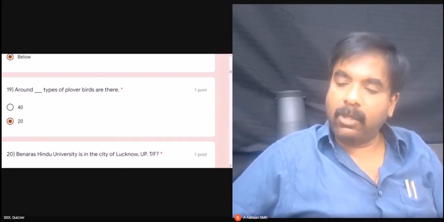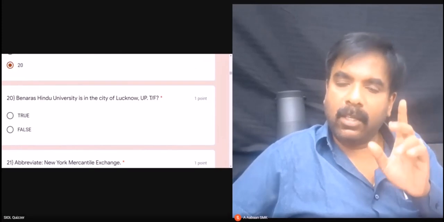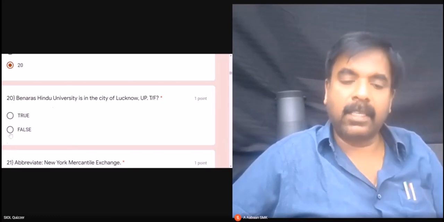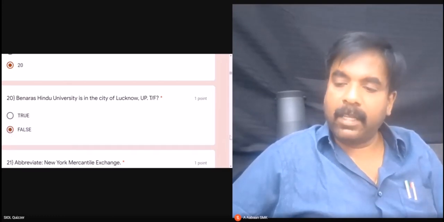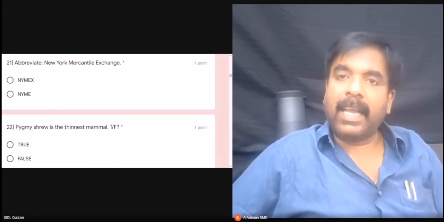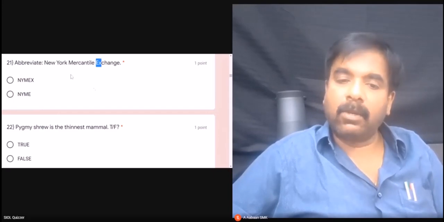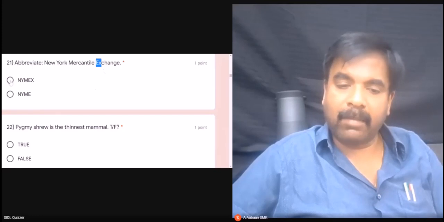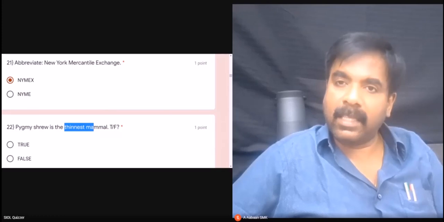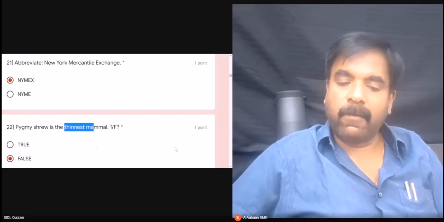Banaras Hindu University is in the city of Lucknow. You see, Banaras is the new name of Varanasi. So it has to be in Varanasi, which means the answer is false. Okay, abbreviate New York Mercantile Exchange, NYME. But when exchange comes in the name, they usually use both letters. So NYMEX. Okay. Pygmy shrew is the thinnest mammal. It's not actually the thinnest mammal. I read that it is the smallest mammal. So let me type false.